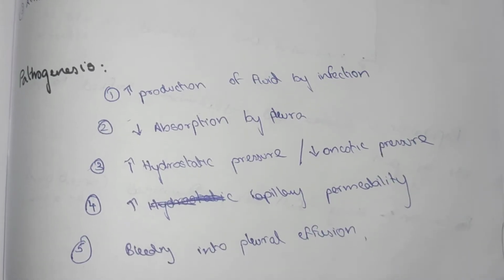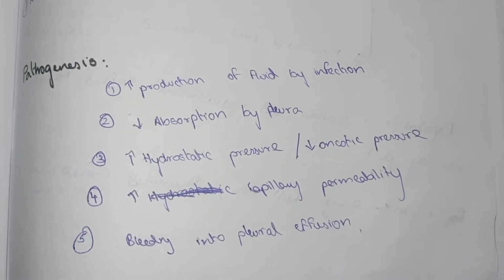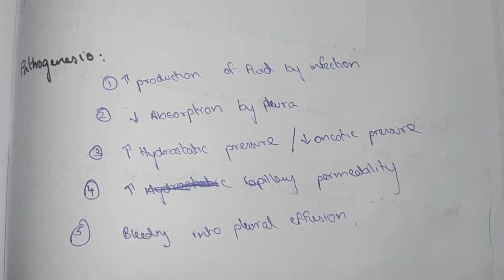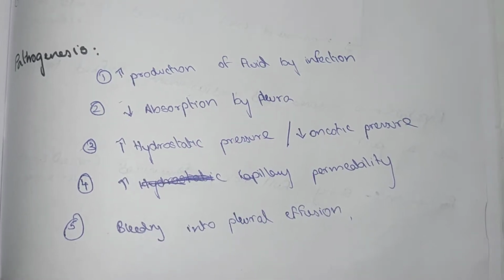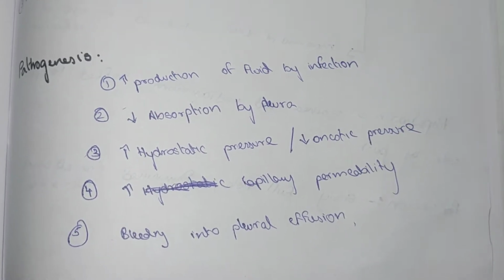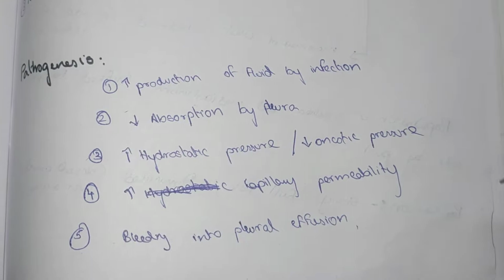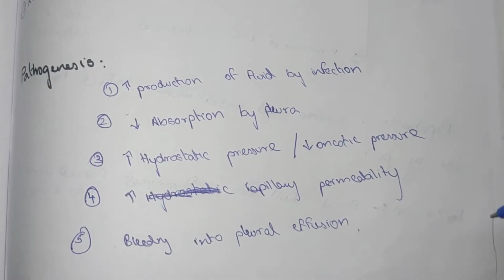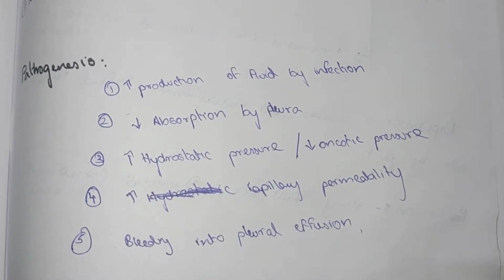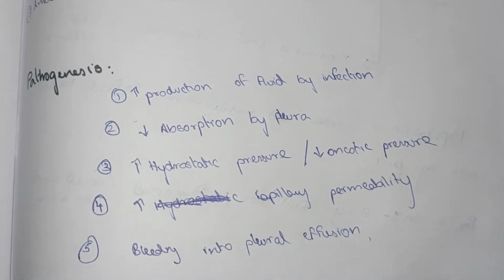Not only transudate and exudate fluid accumulate in the pleural cavity, there might be a chance that blood can also accumulate. So bleeding into the pleural cavity also causes pleural effusion.